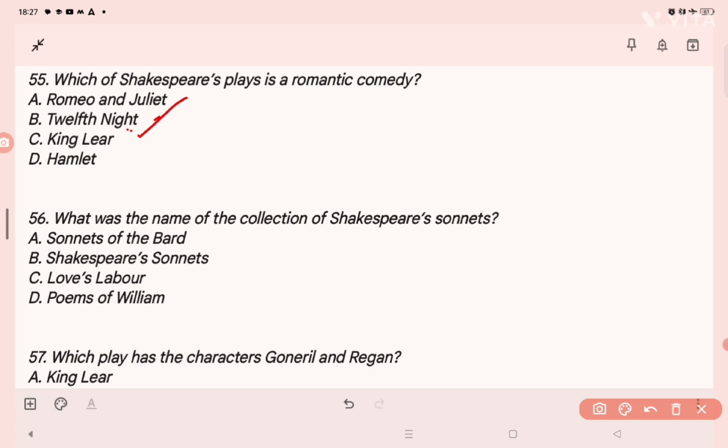What was the name of the collection of Shakespeare's sonnets? Option B. Shakespeare's Sonnets, a collection of 154 sonnets. The collection is simply titled Shakespeare's Sonnets, published in 1609.